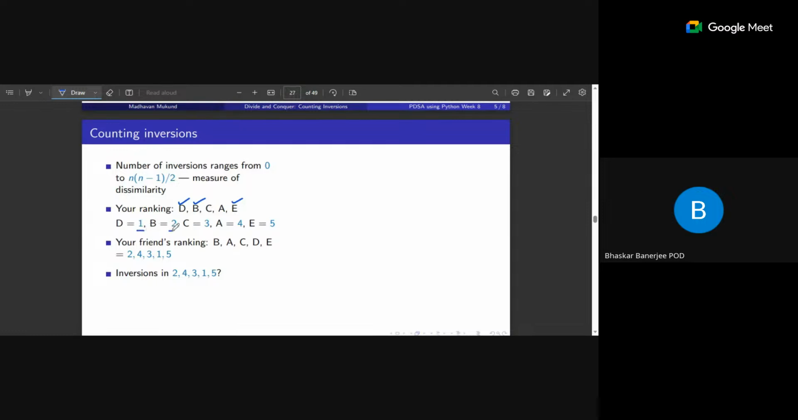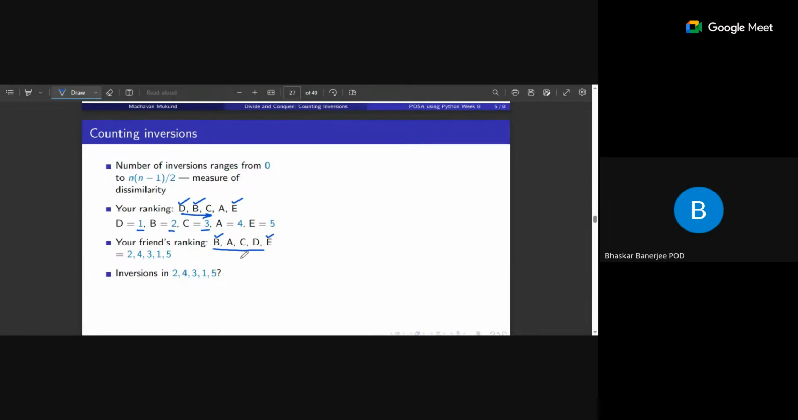So D is 1, B is 2, likewise C is 3, according to this order. So we are assigning a ranking. Now these are my rankings. You are a separate person, and you also have a separate ranking according to your choice. So your ranking is B, A, C, D, E. So you like movie B most, and you don't like movie E, and all the other movies are in between. So this is your ranking.